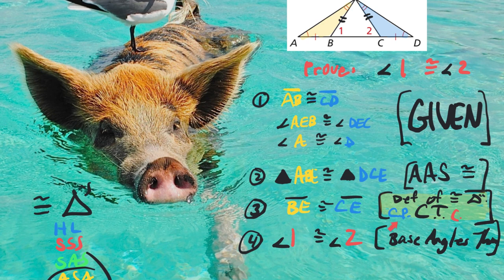CPCTC says that the corresponding parts, like second, third letter, segment BE and segment CE, those corresponding parts of congruent triangles, those parts are congruent. So your options are CPCTC, or to just say definition of congruent triangles. All right, that's how we do number 8 in 3 steps beyond the given. I hope that helped.